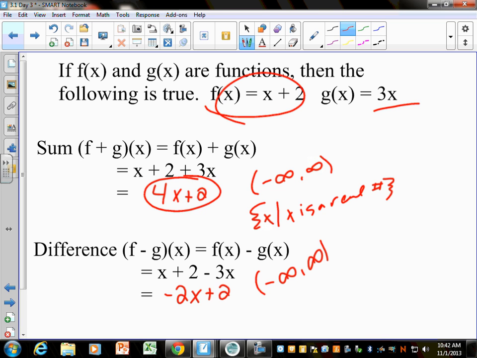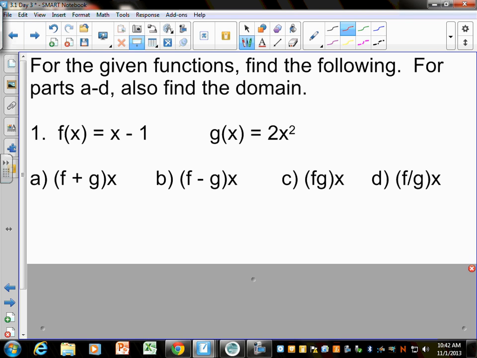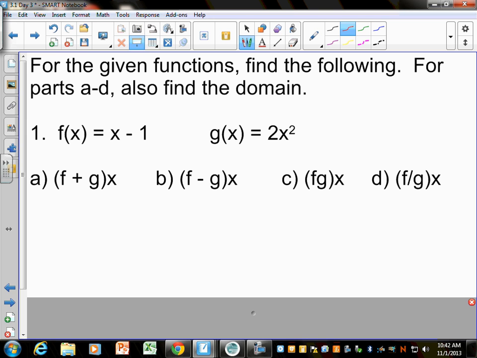All right, so maybe we should do one like on the homework, just real quick. That's why we'll start with just this. You're still having a heart attack. So this is what your homework says. The 3 problems that I give you say, for the given functions, find the following, and for parts A through D, also find the domain.